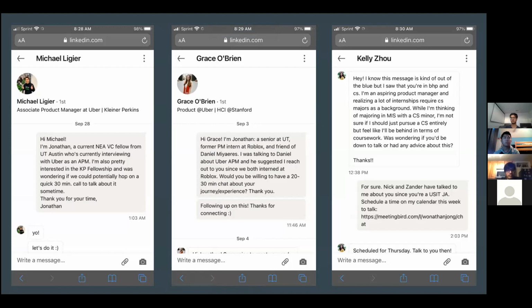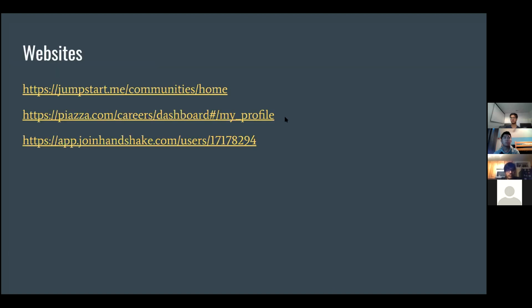On LinkedIn, you can always find the company that you want to work at, and then sort by UT students, or sort by most connections. Just sort by people that have some kind of connection to you, so you have a higher chance of the person responding back to you.